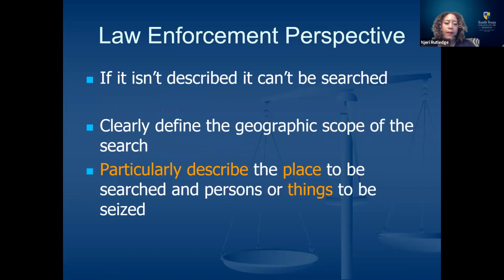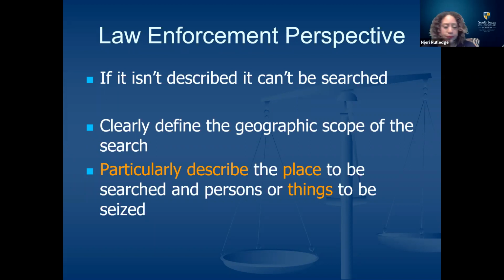So let's talk about the different perspectives. From the law enforcement perspective, if it's not described, it should not be searched. If they go into some place with a search warrant and they see something really interesting that they want to get into and it's not in the search warrant, they need to secure the scene and just get another warrant. That's the safest practical advice I can give, because ultimately you want to try to protect that evidence.